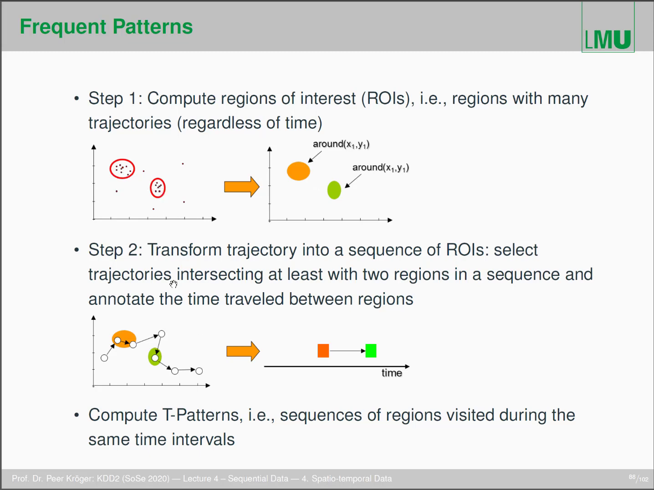Yeah, and then you just transform the trajectory into sequences of those regions of interest, which is, well, you select trajectories intersecting with at least two regions in a sequence, and annotate the traveled time between the regions. Yeah, so that is easy. And then you compute the T-patterns, which can again be done by a kind of Apriori algorithm, because you just have to look for this sequential pattern here, yeah? Which can easily be done by Apriori or stuff like that.